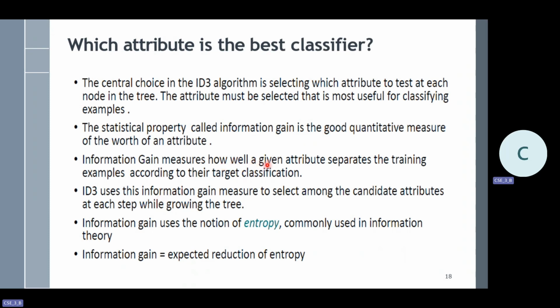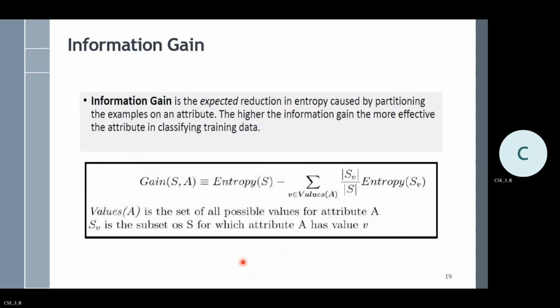It measures how well a given attribute separates the training examples according to their target classification. Information gain uses the notion of entropy commonly used in information theory. That is nothing but the expected reduction of entropy. Let us analyze this with an example and also relate it to the formulae. It is the expected reduction in entropy caused by partitioning the examples on an attribute. The higher the information gain, the more effective the attribute is in classifying the training data, that is, its contribution is more.